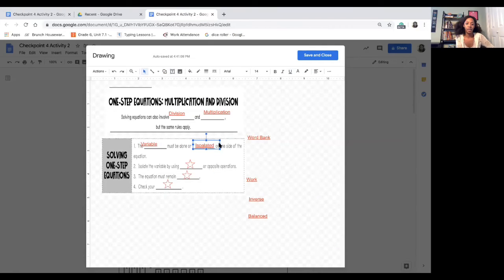Number 2 says isolate the variable by using blank or opposite operation. Those are inverse operations. I like to describe inverses as undoing each other, as if you tie a shoe and then you untie your shoe. The inverse of multiplication is division, and the inverse of addition is subtraction. Not per se opposites, they undo each other.